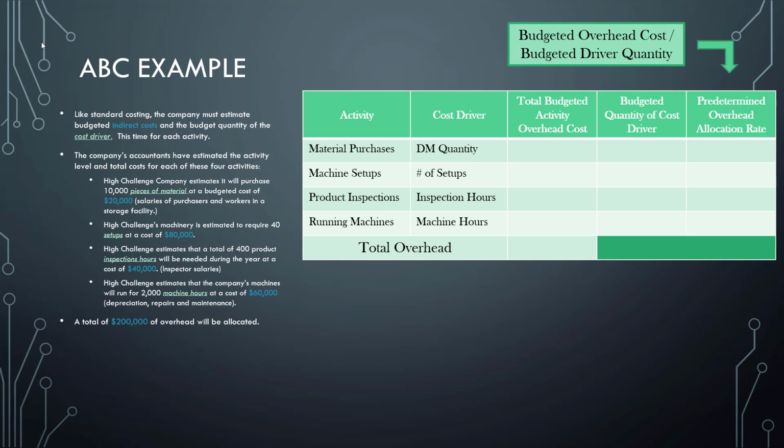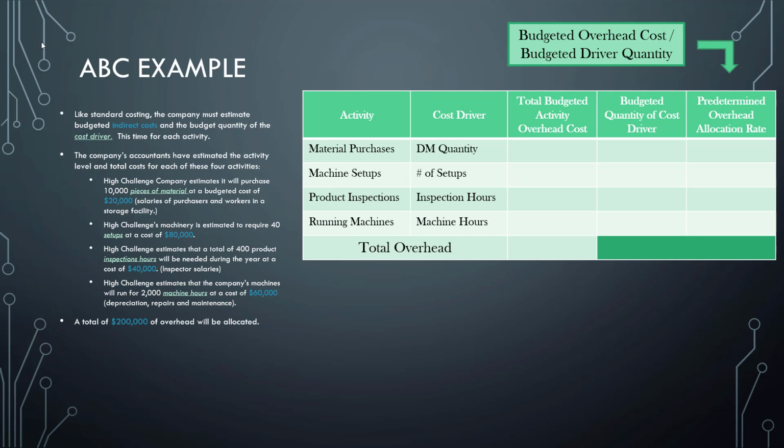Well, what do we do here? It's the same exact concept that we had for a single driver system. Instead of coming up with one universal predetermined overhead allocation rate, we're going to find a rate for each individual pool. And our first pool is for material purchases. They need to determine a driver that's going to get the cost out of those pools fairly into the cost of the different products that we're making.